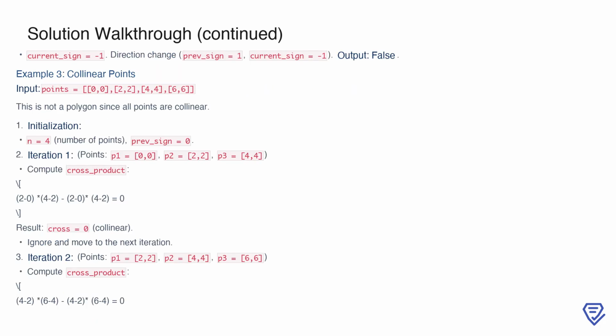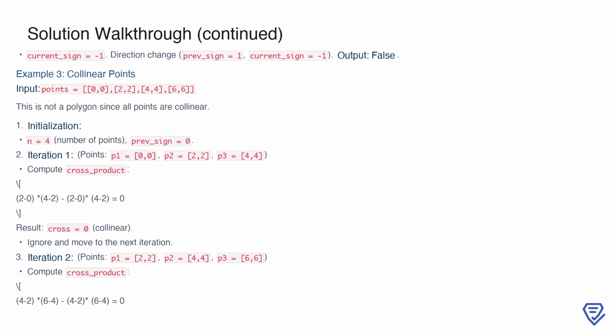Next, we look at an example where all points are collinear, meaning they lie on the same straight line. Since collinear points cannot form a polygon, this input is considered degenerate. Initialization sets n to 4 and preb_sign to 0. In the first iteration, we use points (0, 0), (2, 2), and (4, 4). The cross product calculation results in 0, indicating collinearity. Since there's no valid cross product, we move to the next iteration.